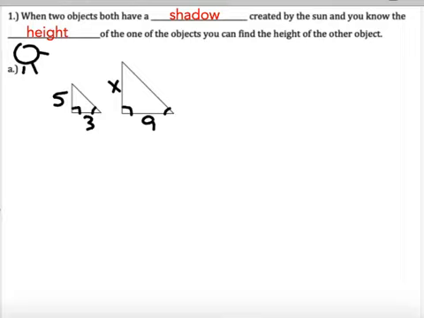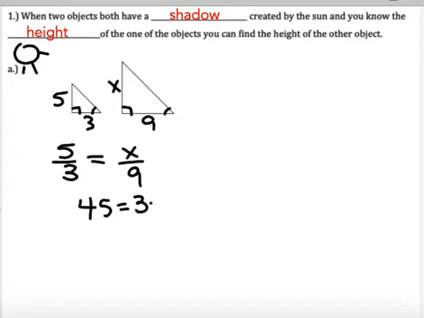And if you don't see that scale factor immediately, know that we can always set up proportions, right? So 5 over 3 must equal x over 9. And there's a variety of ways to set that up, okay? So if we set cross products equal to each other, we would see 45 would equal 3x. Divide both sides by 3, x must equal 15. Okay? So let's look at one more example of that.